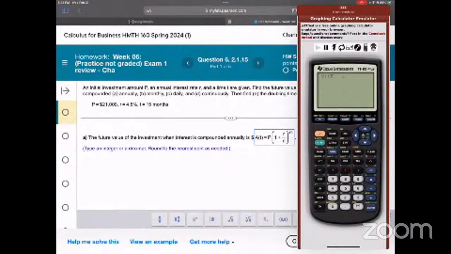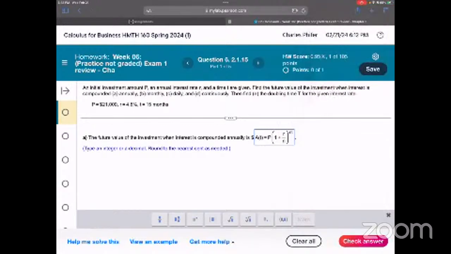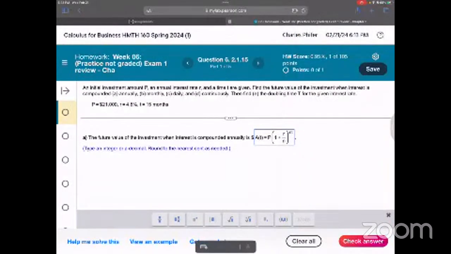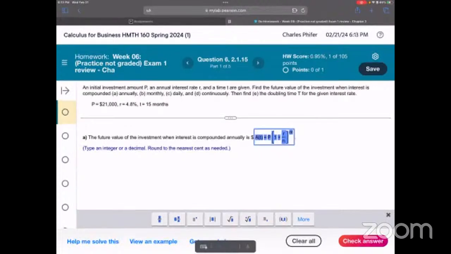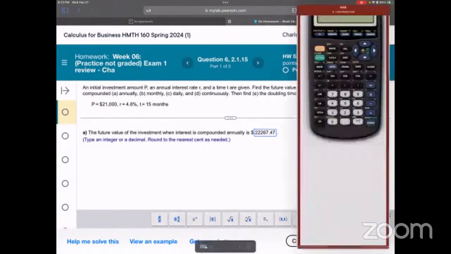For part A, if it's annual, that means it's applied once per year. So I'm going to let N be 1. And it says round to the nearest cent. So 22,267.47. Let's see how we do for the first part, because if we get the first part right, then the rest should flow. Yeah, that looks good. Check.